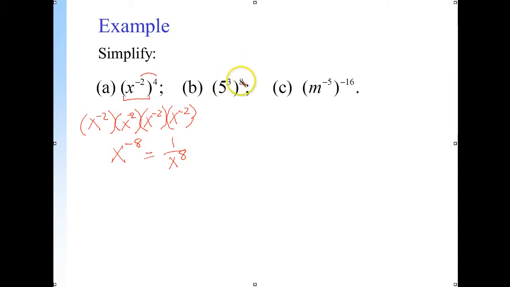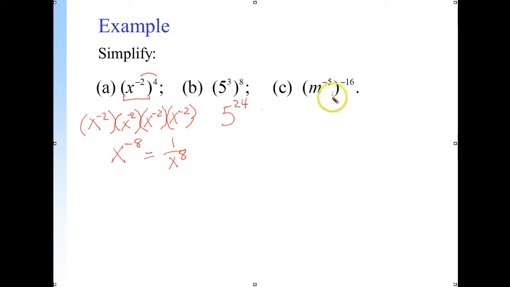Now for this one, it would be 8 times I would write 5 to the third. So there'd be 5 to the third 8 times. So I'm just going to shorten it by saying 5 to the 24th power.